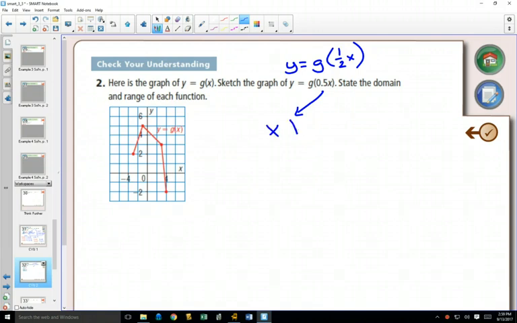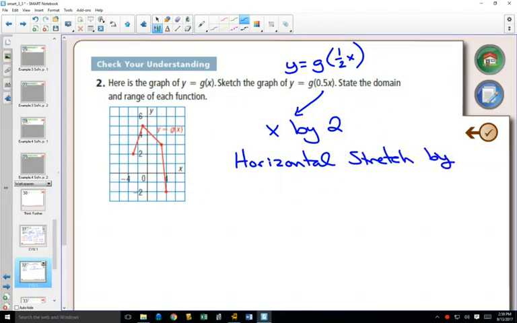And everything that's inside the function goes a little bit against what your gut would feel. We multiply by the reciprocal. The reciprocal of 1/2 would be 2/1. We would call this a horizontal stretch by a factor of 2.